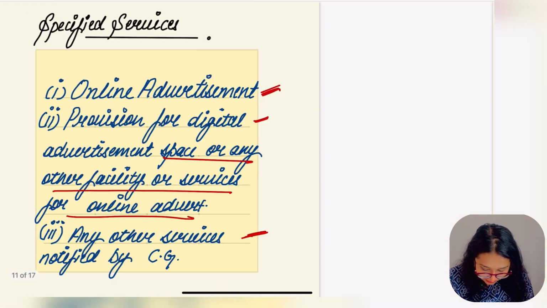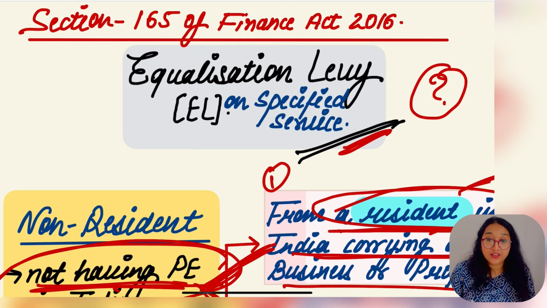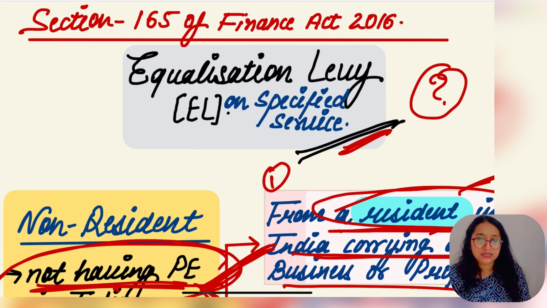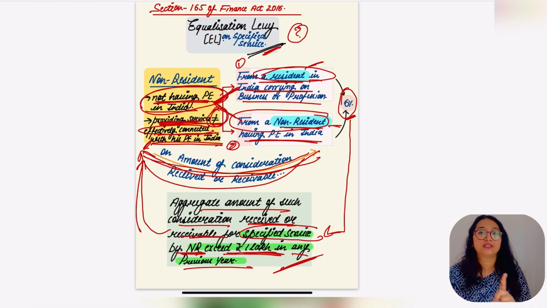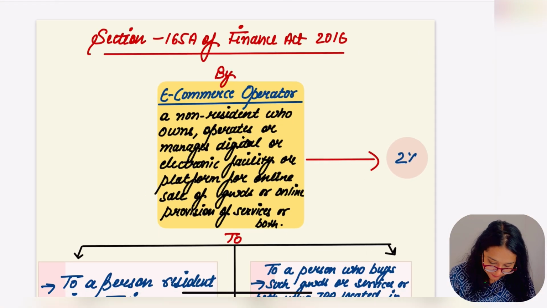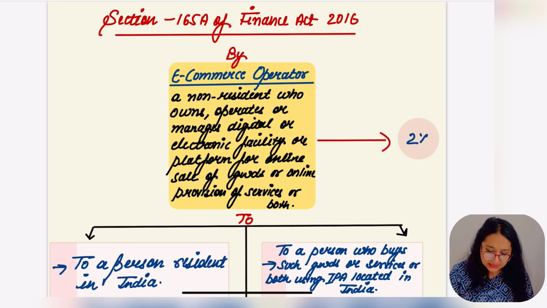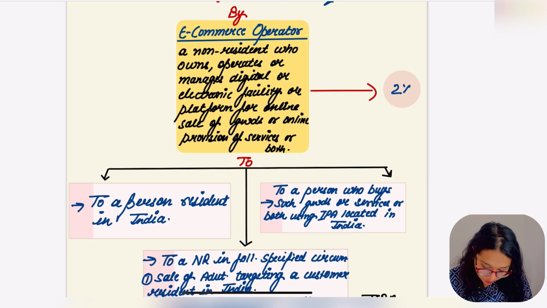Okay, what were the sections of this, 165 of the Finance Act 2016? There are 2 equalization levies. The very first was of section 165 of the Finance Act 2016. Now we are going for the second part, which is section 165A of the Finance Act 2016.